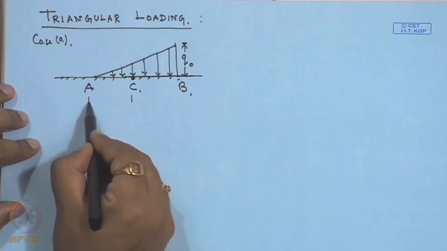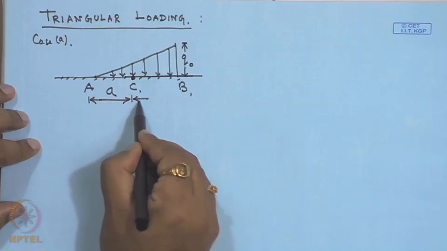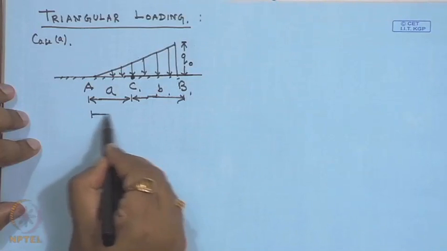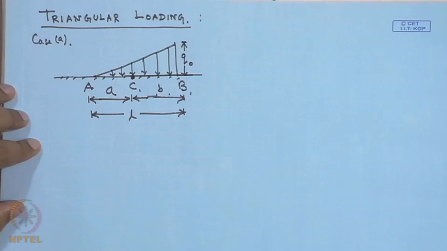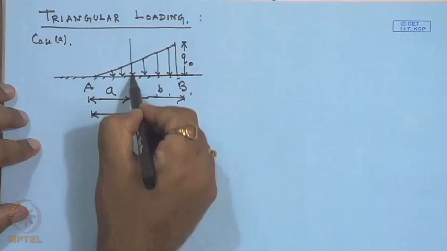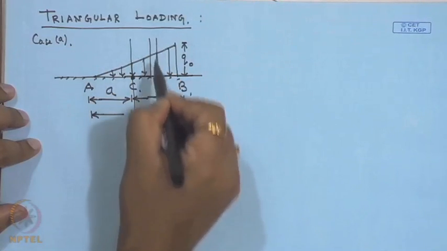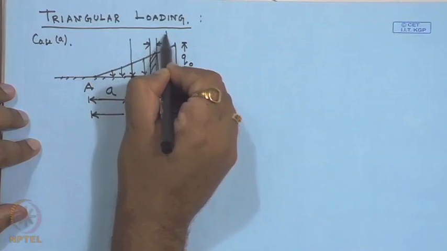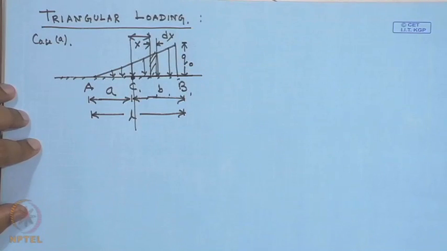So, the distance from A to C is A, the distance from C to B is B, and the distance from A to B is say L. Again from this point C, one segment is taken with thickness dx at a distance of x from the C point.